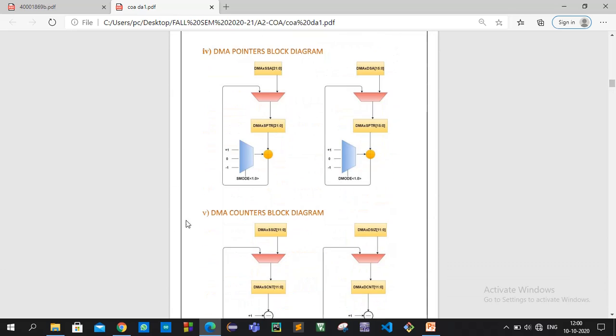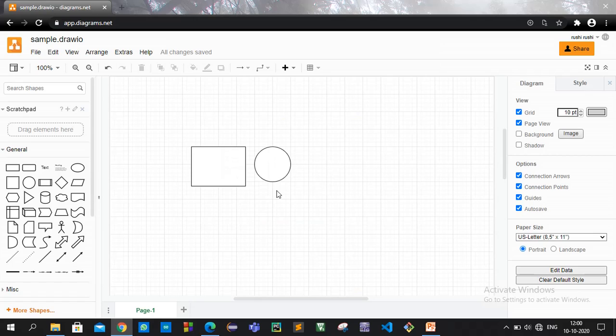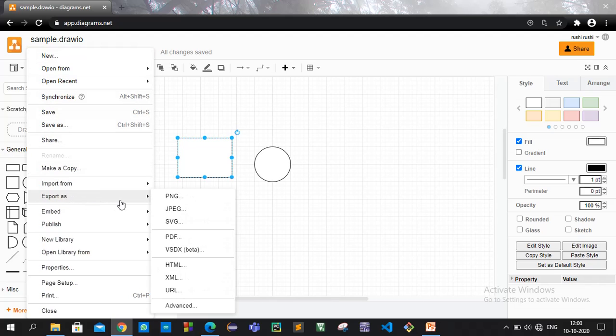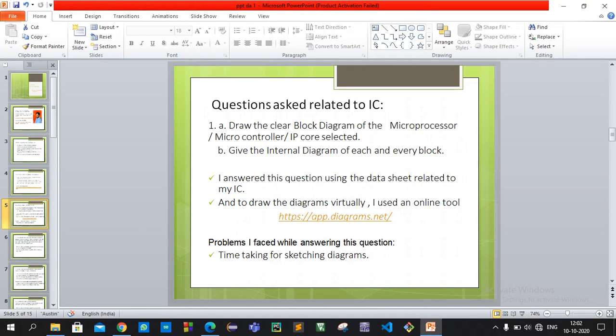To draw these, I used an online site known as drawio, which is a very easy online tool to draw flowcharts and block diagrams. We can choose the symbols which we want easily, and we can export them in any form we like. The problem I faced while answering this question is that, as I used drawio for the first time, it took much time for sketching the diagrams. So time taken is the only problem I faced while answering this question.